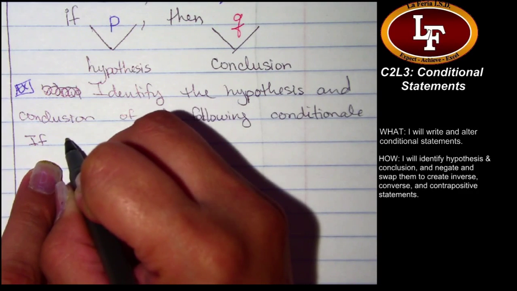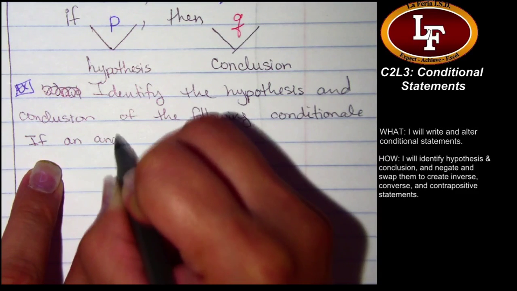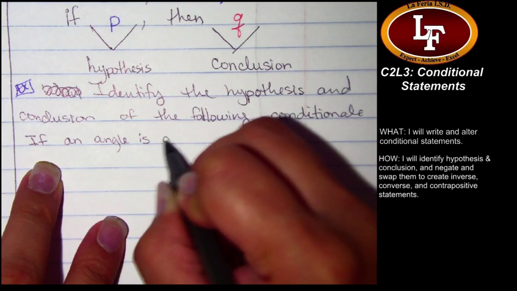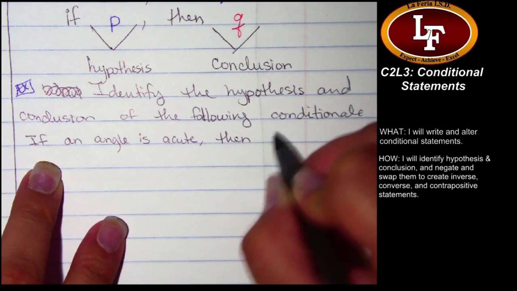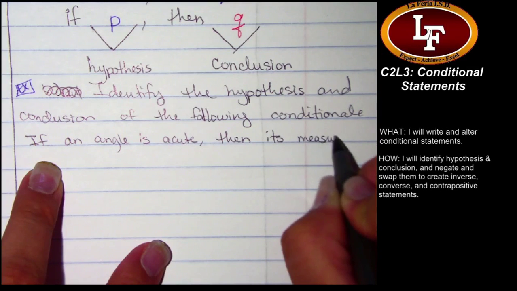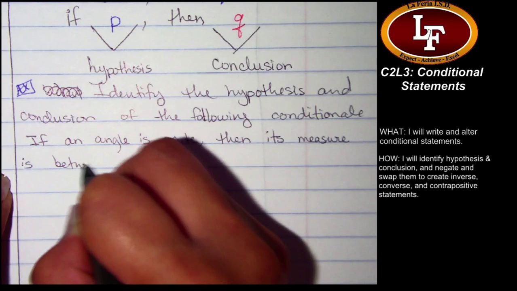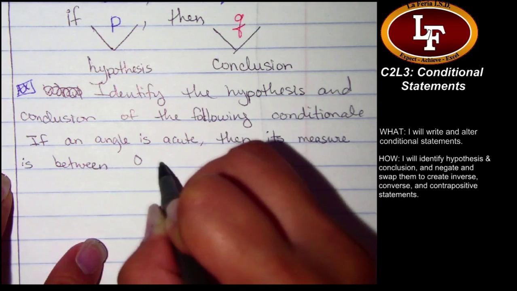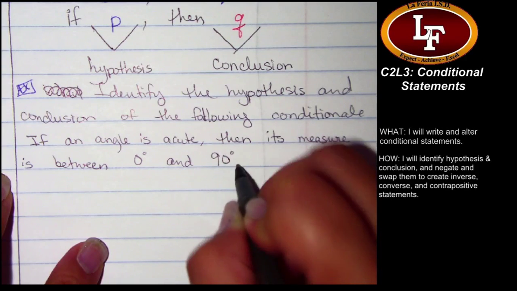If an angle is acute, then its measure is between 0 and 90 degrees.